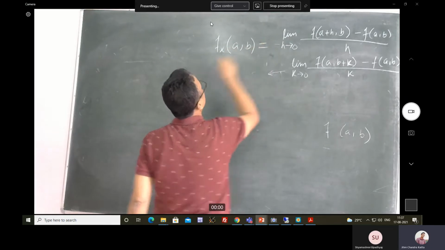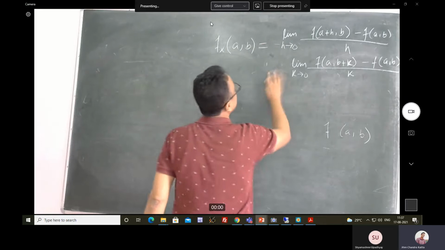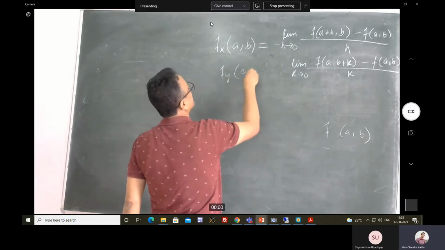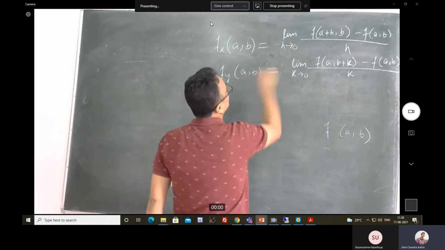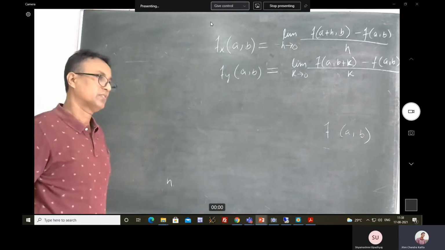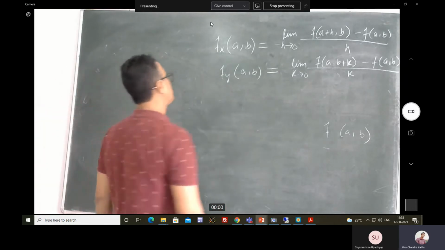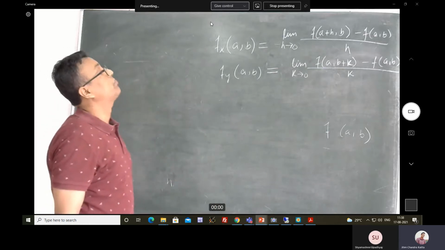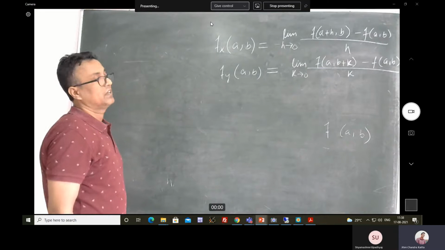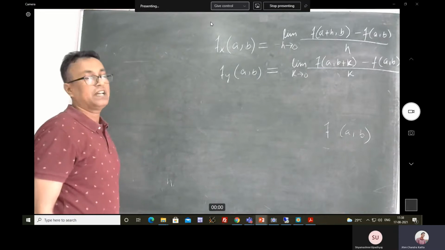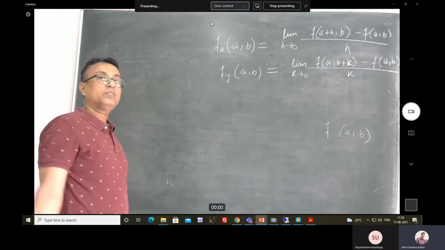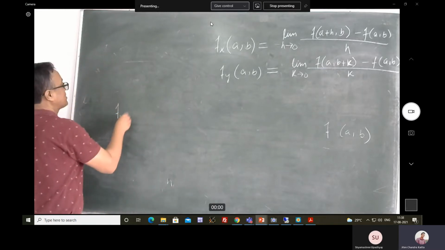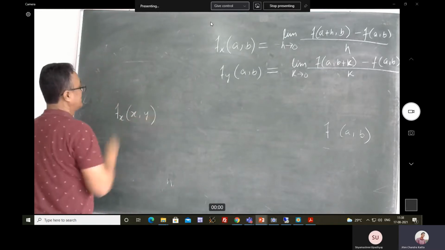So this is the symbol for partial derivative. Similarly, this is the partial derivative of the function f at the point (a, b) with respect to y, and this is the definition. Okay, so now the point (a, b) I have taken as a fixed point. If you want to consider it as a variable point, I simply say this.